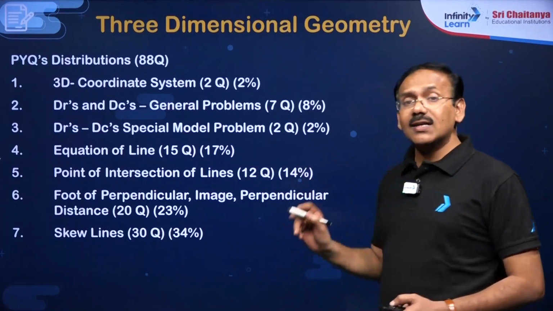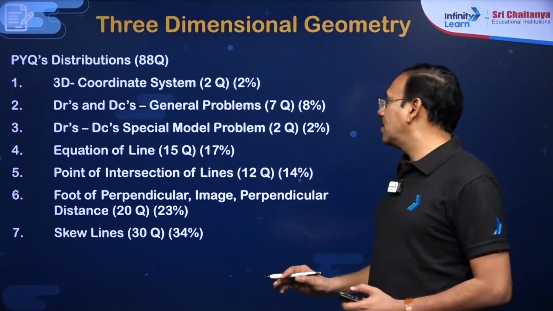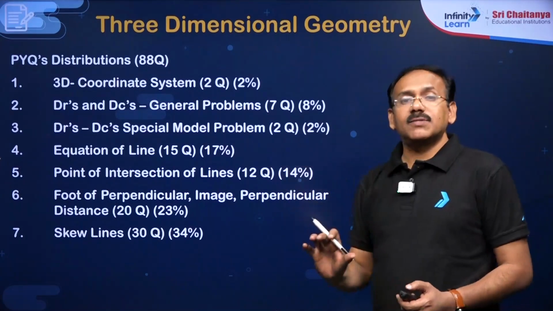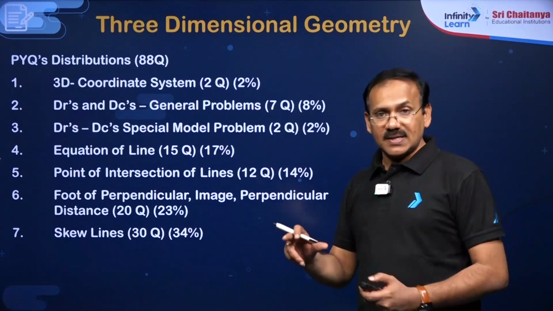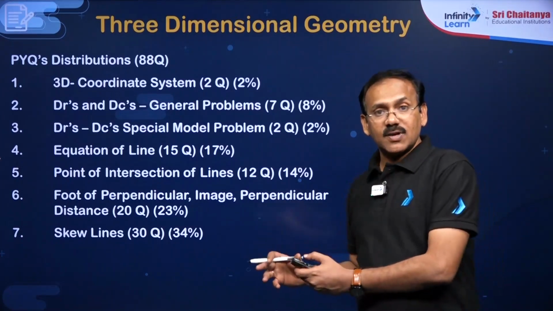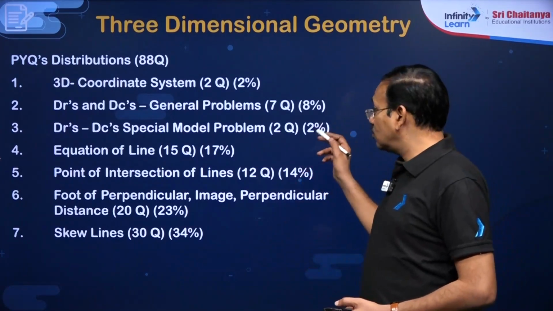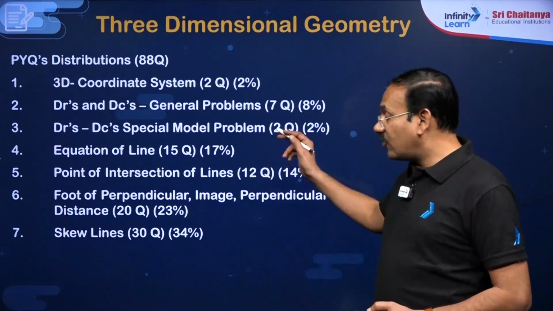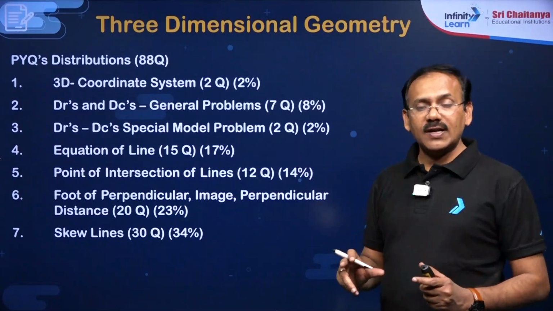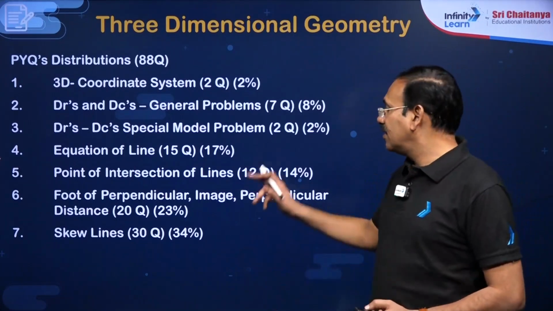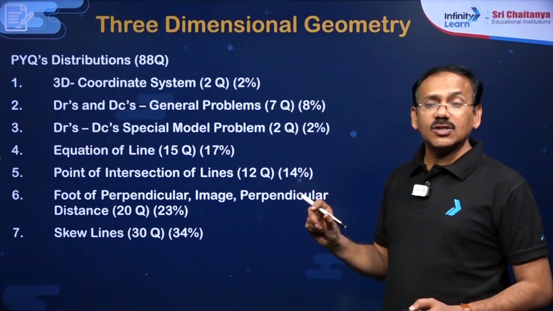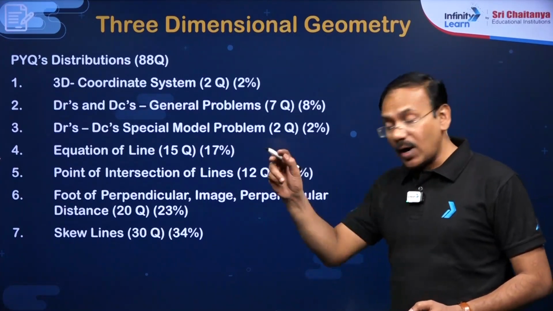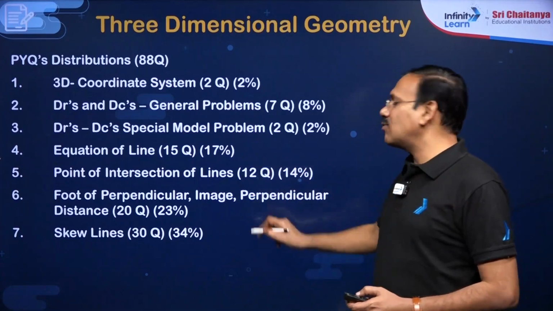Then DRs and DCs exclusive problems, there are 7 questions, and there are special problems in DRs and DCs like l plus m plus n is 0, l square plus m square minus n square is 1 kind of questions. There are 2 such questions. Equation of a line: there are 15 questions. If you know how to find the equation of a line and a general point on the line, 15 questions. Point of intersection of 2 lines, 12 questions. Foot of the perpendicular and perpendicular distance from a point to a line, there are 20 questions.